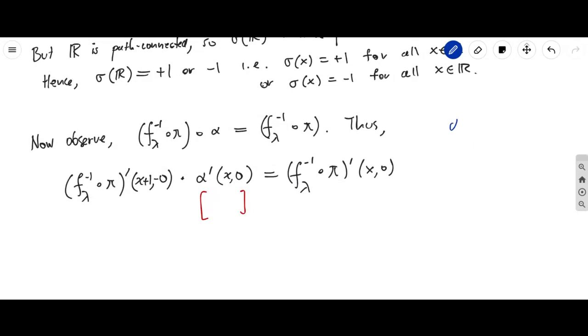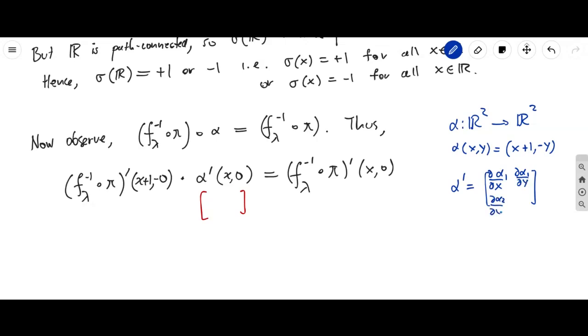So alpha is a map from R2 to R2. Well, technically, it's a map from X to X, but that's not a big deal. The way it's defined is that alpha of x, y is given by x plus 1, negative y. So that's an affine map. If you want to find its derivative, you would take the first component of alpha and calculate the derivative with respect to the first variable. Then you differentiate the first component with respect to the second variable, and then you do it with the second component like this.